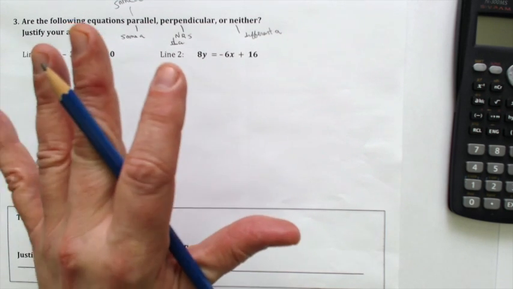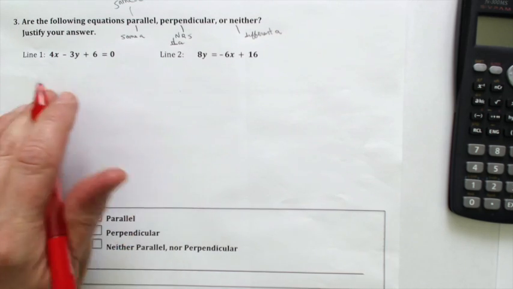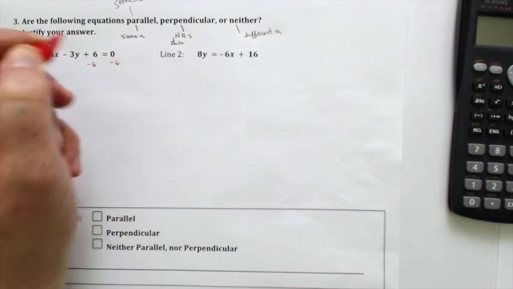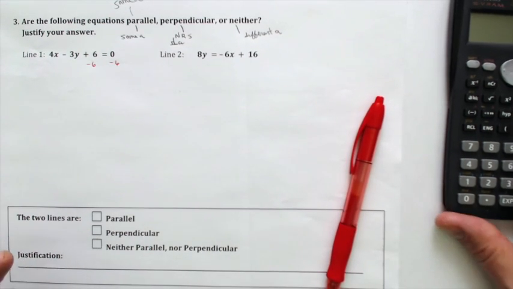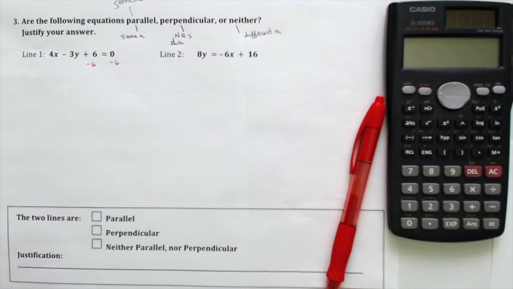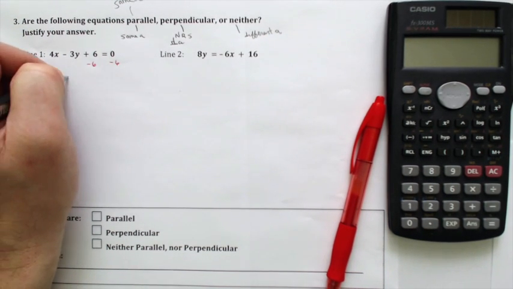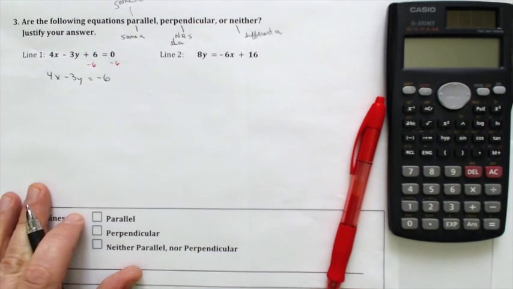anything until we get these equations isolated. And so to isolate the y in this equation, I'm going to start by subtracting 6. Let's bring that over there. This guy over here, sorry. And that's going to give me 4x minus 3y is equal to negative 6.